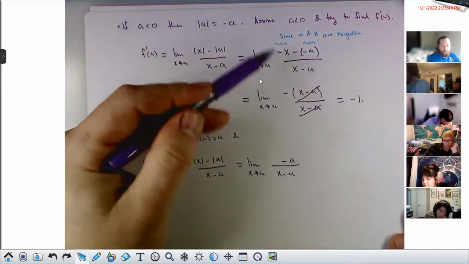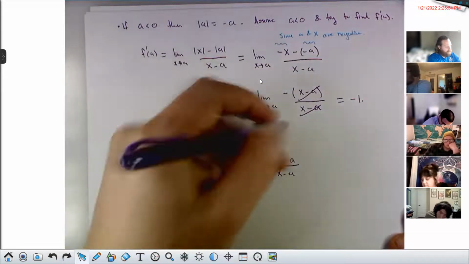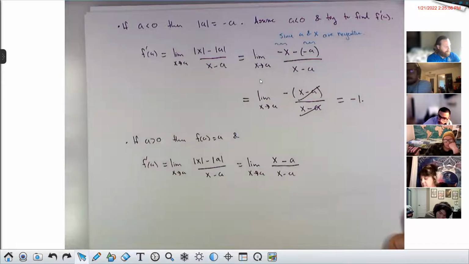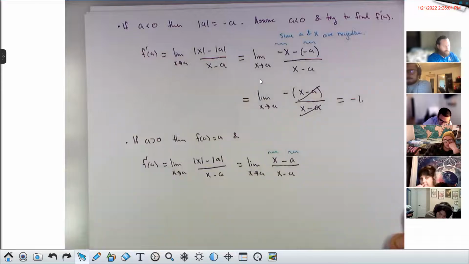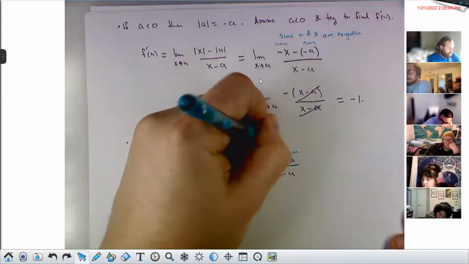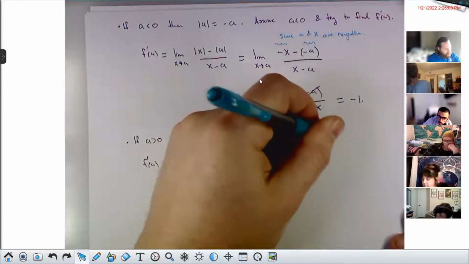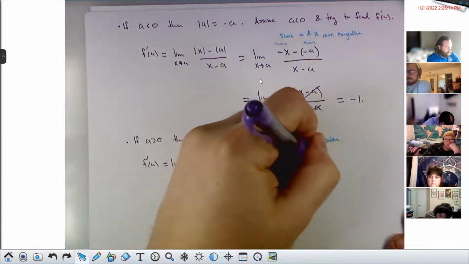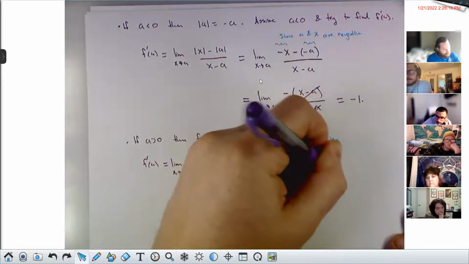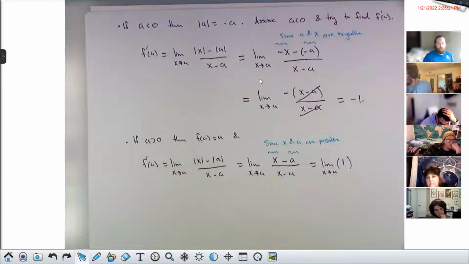And using the same logic that we used up here, I'm taking the limit as x goes to a positive number. So the x's have to be positive as well, which means that their absolute values are positive. So the absolute values just go away because both x and a are positive. And this limit is even easier than the last one. That's the limit as x approaches a of the constant function 1, because x minus a over x minus a is the constant function 1, which is 1.